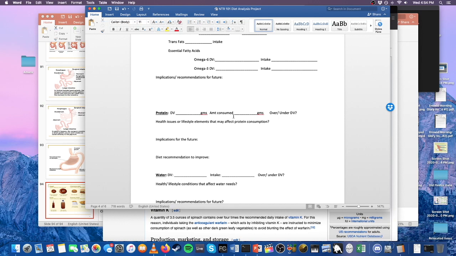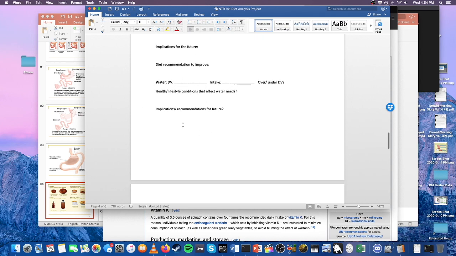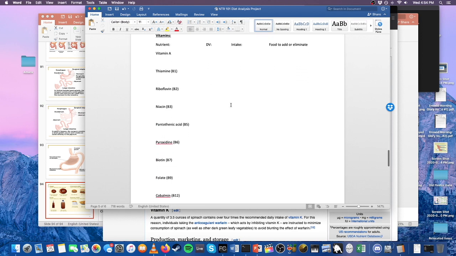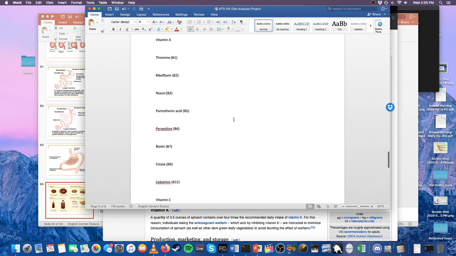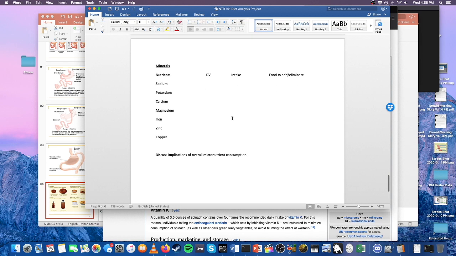Then protein. I'm not going to make you figure out all the different amino acids. It's a little bit beyond the level of this course. Then water intake, and then intake of all of the essential vitamins and minerals. So vitamins A, all the B vitamins, C, D, and E, and then sodium, potassium, calcium, magnesium, iron, zinc, and copper.